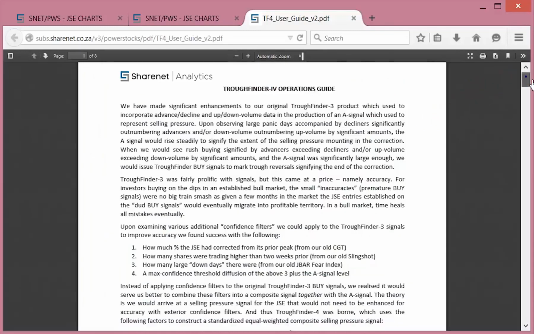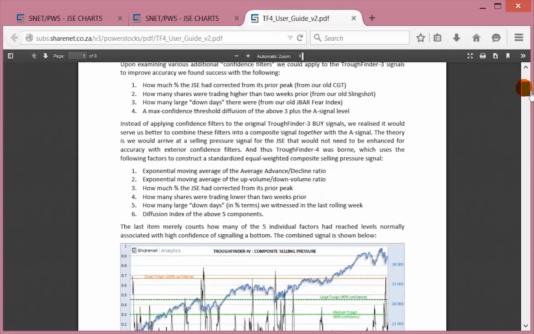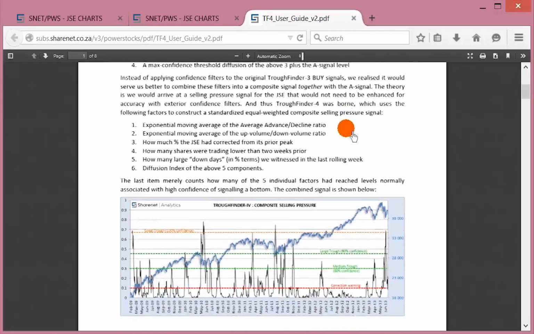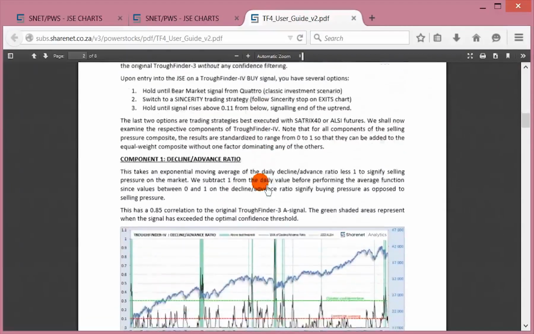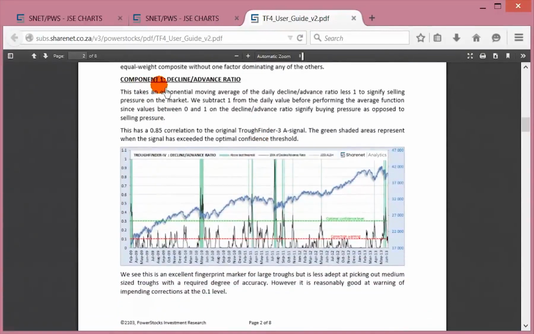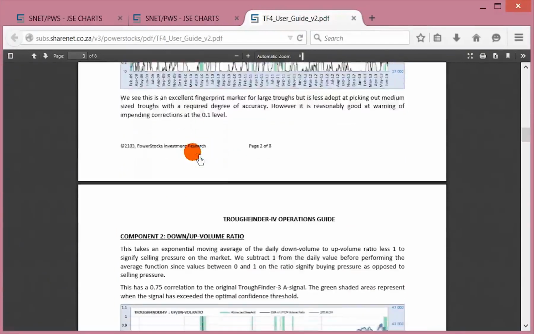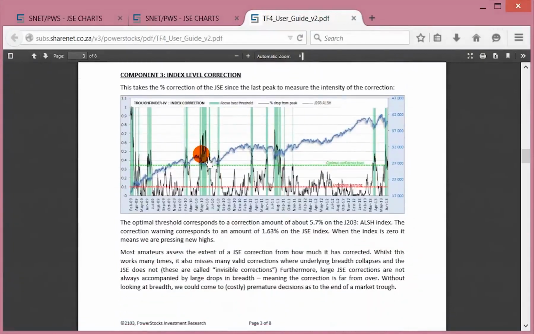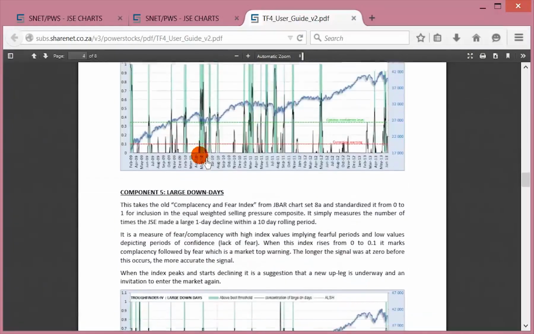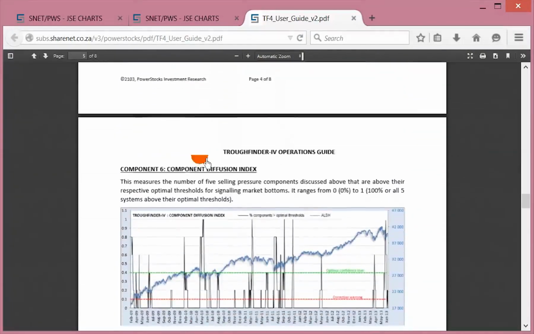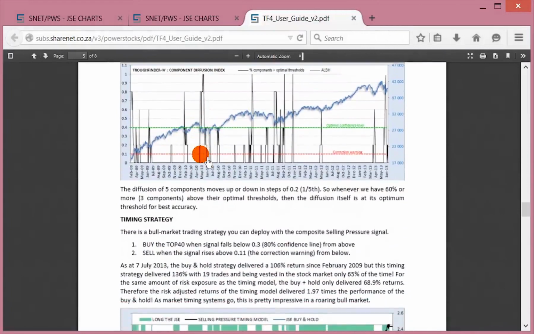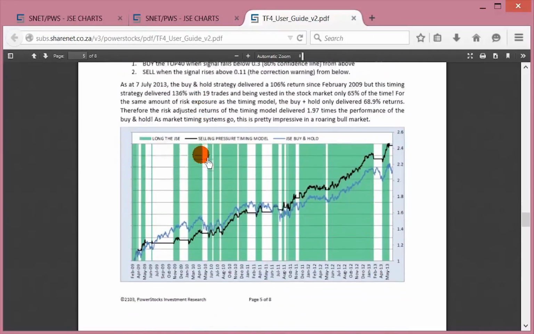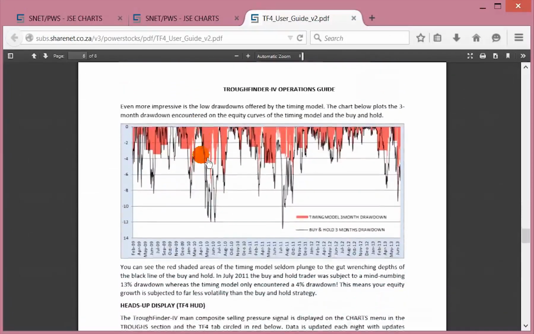We've gone into great depth to explain what it is we're doing here, why it's important, how to use it, and what the historical performance has been like. Nice graphics and charts. We actually cover all the individual components that make up Trough Finder 4 to show you how they've behaved in the past and how accurate the model is at warning of corrections, number one. And number two, giving you advice of when is the best time to be getting back into the market when we are actually in a correction.